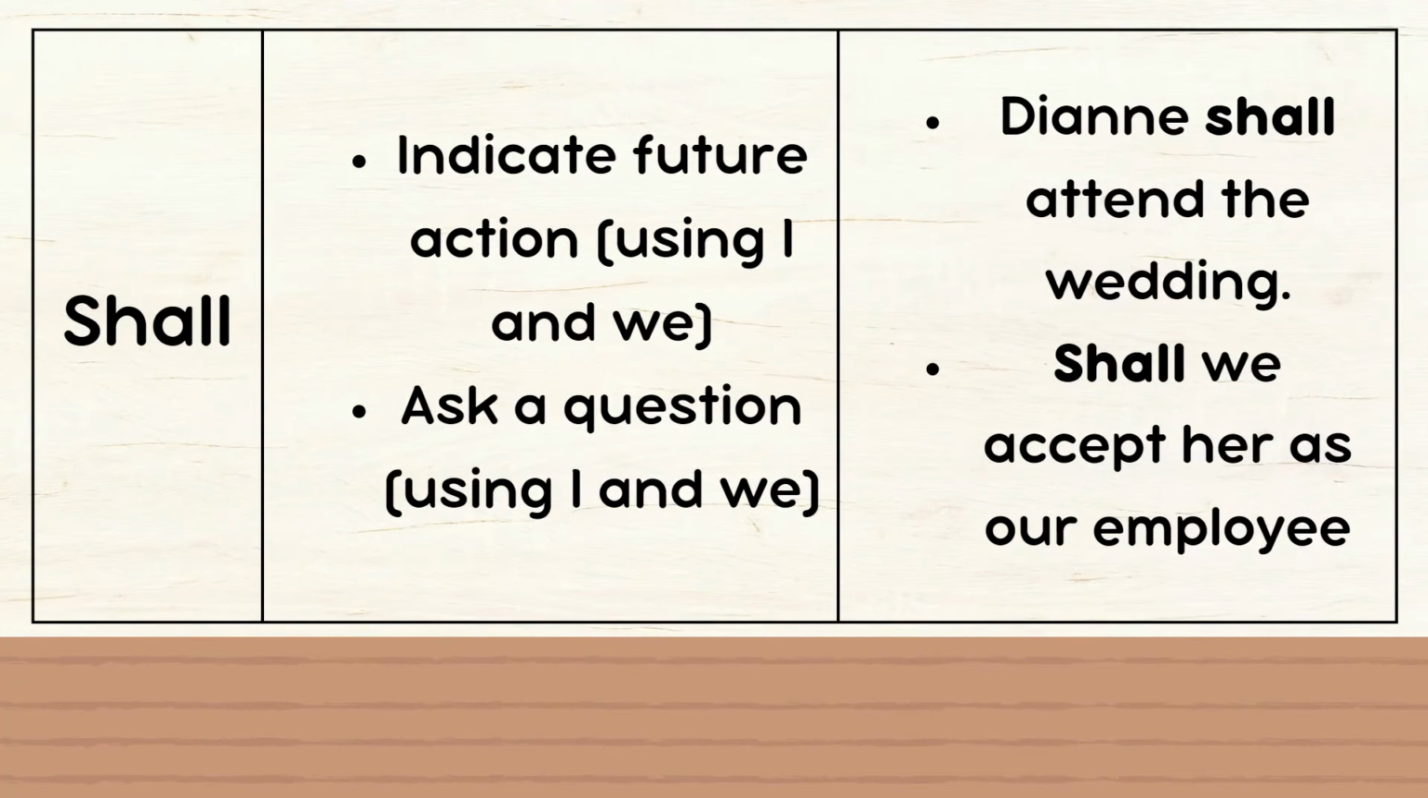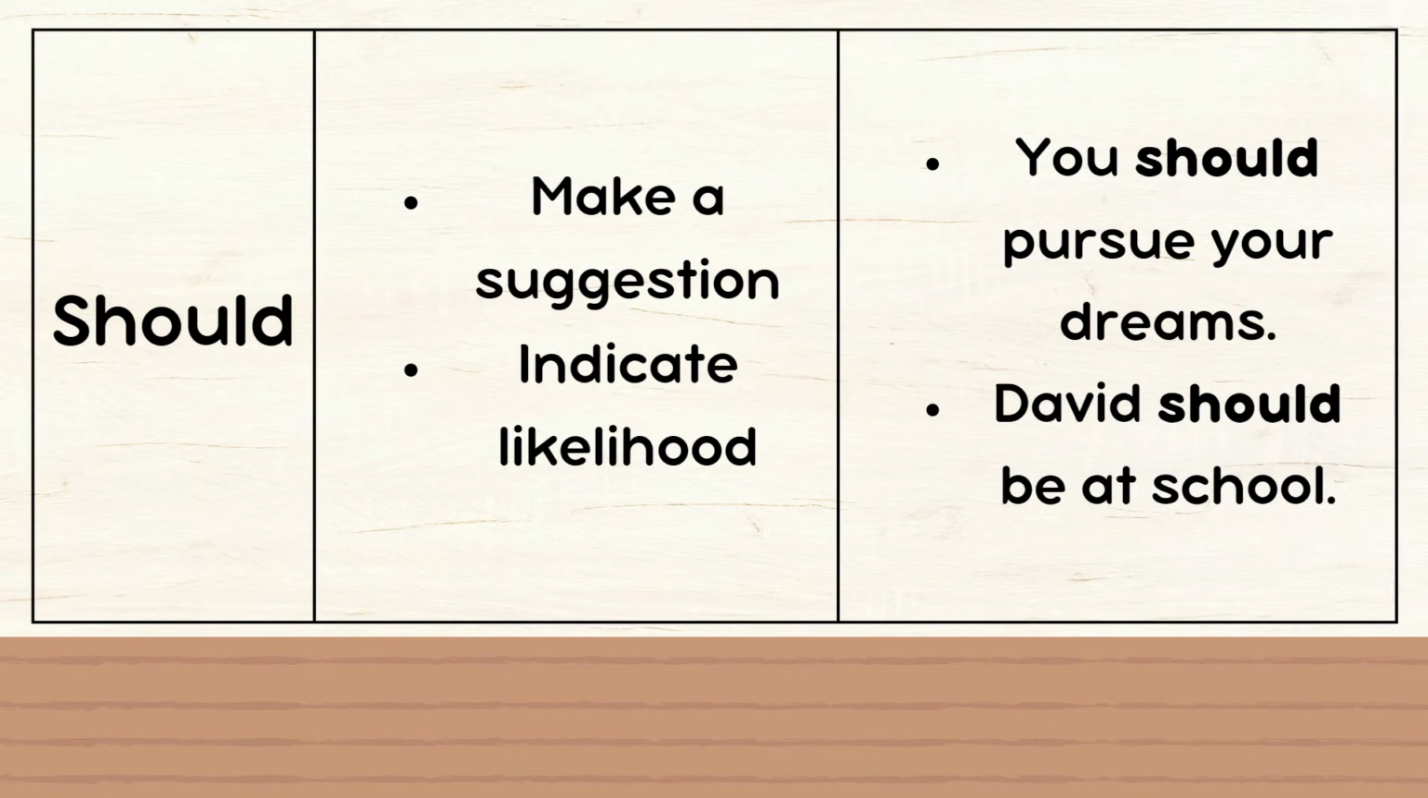Shall indicates a future action using the words I and we. Diane shall attend the wedding. Ask a question using I and we. Shall we accept her as our employee? Should. Make a suggestion. You should pursue your dream. Indicate likelihood. David should be at school.